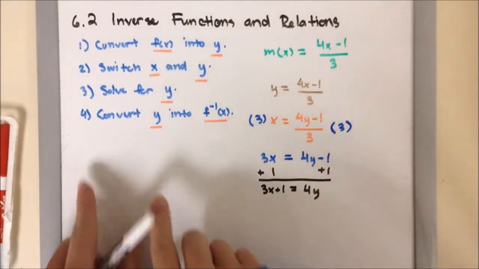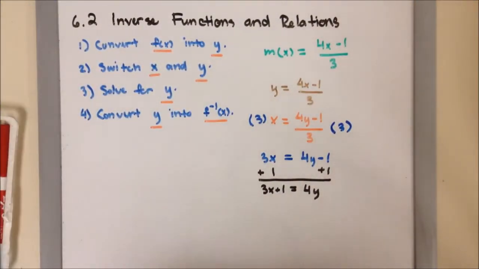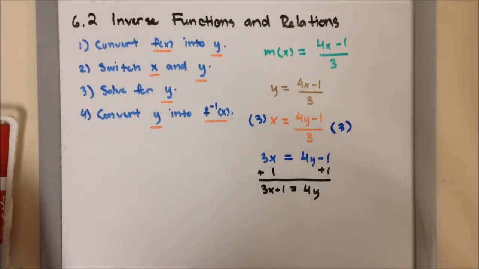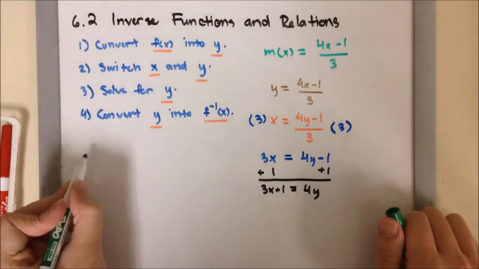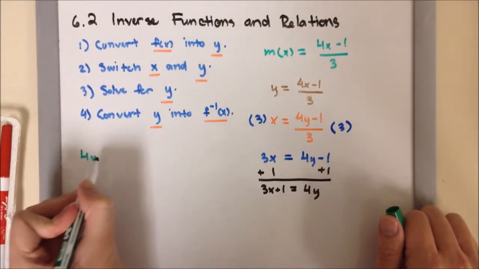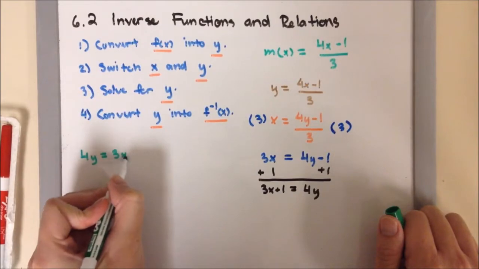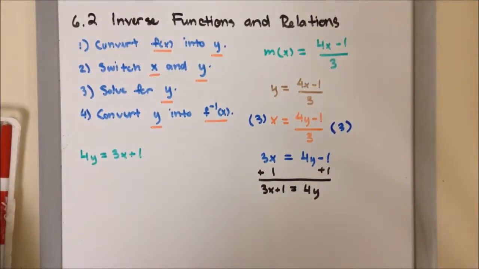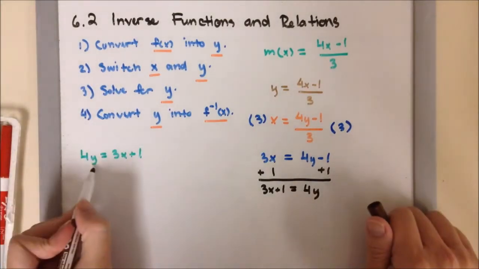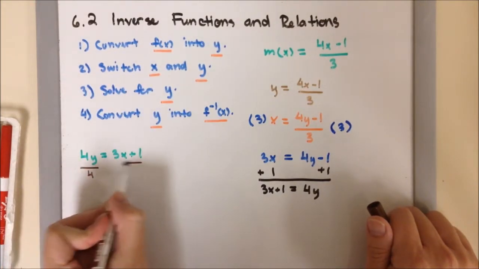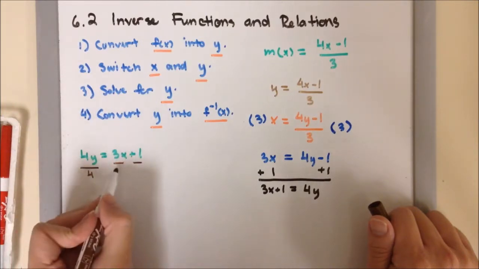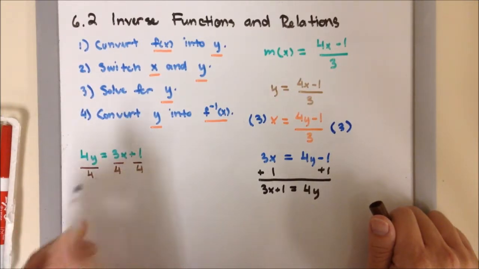Alright, I'm going to bring this over here for more space, but what I'm going to do is I'm going to flip the whole equation where y is on the left side. So 4y equal to 3x plus 1. Now, to solve for y, I'm going to divide both sides by 4. Now, you could do this, the whole thing, or you could do it separately. So divide this by 4, divide this by 4.